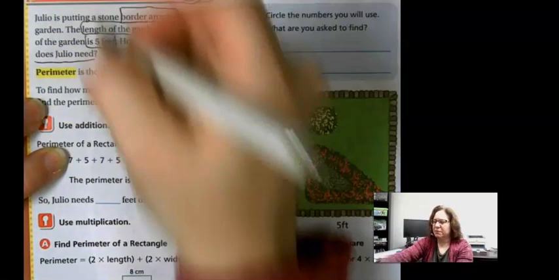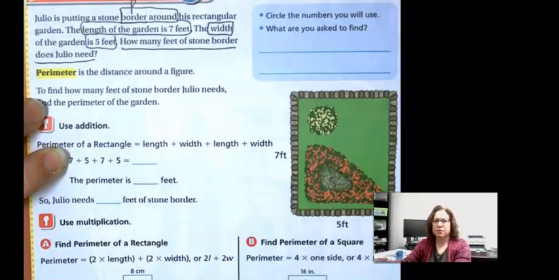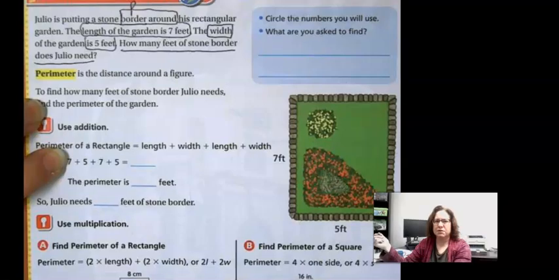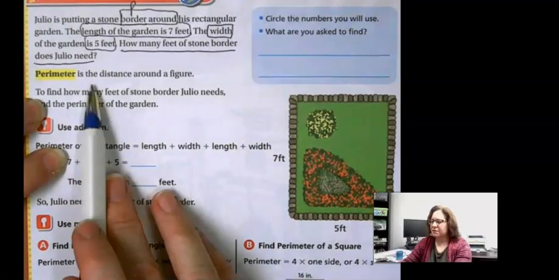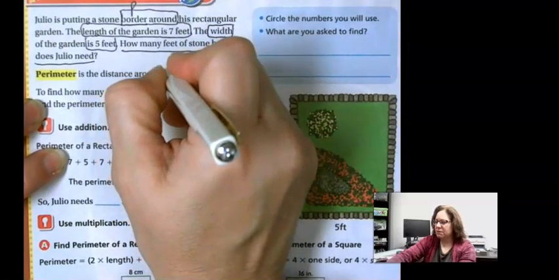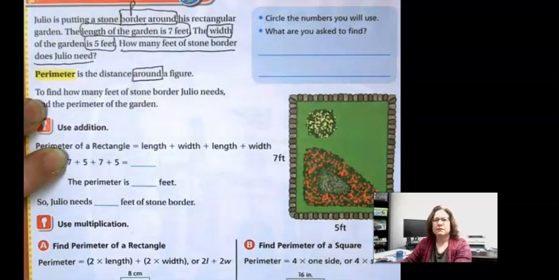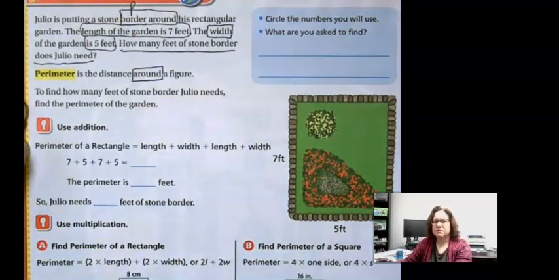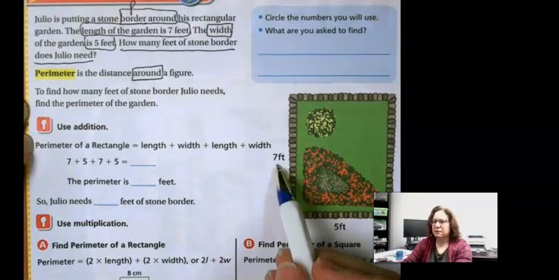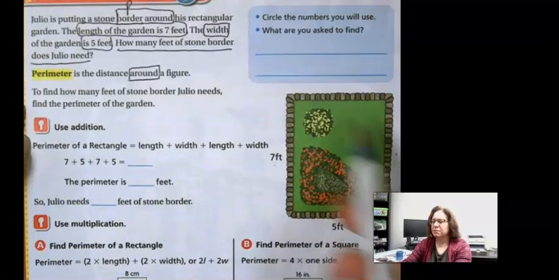Okay, so remember we talked about border means perimeter. So if you see that word border or edging or fence, you're going to write a P for perimeter so you know what you're solving for. We're solving for the distance around, do you see that word? There it is again, around a figure. Okay, so all we do is we add up the sides. Length plus width plus length plus width.